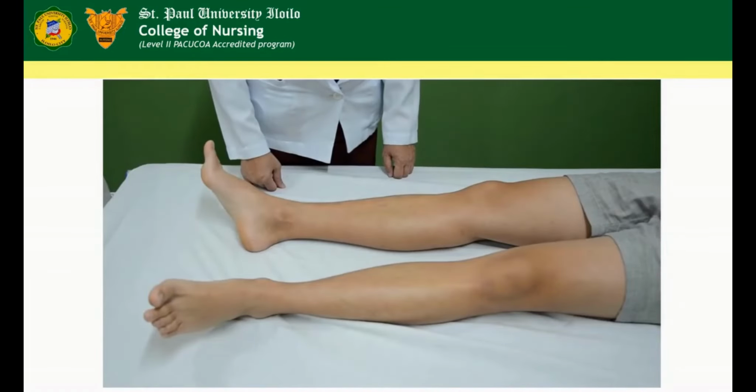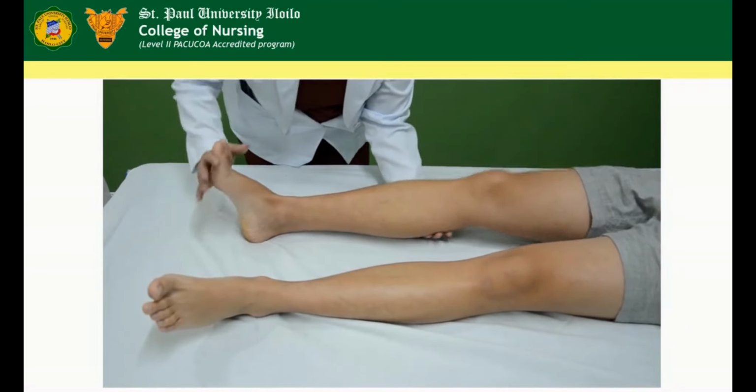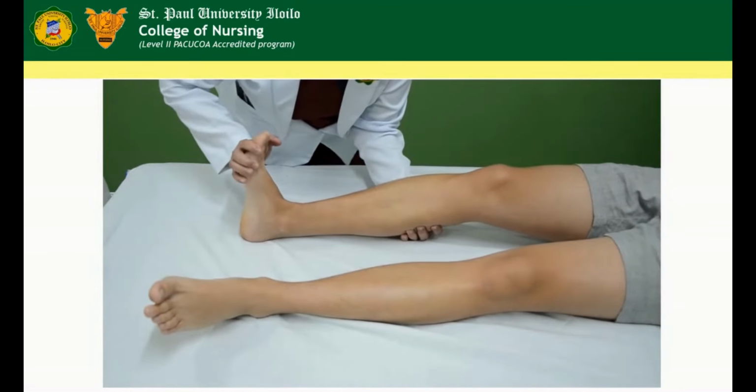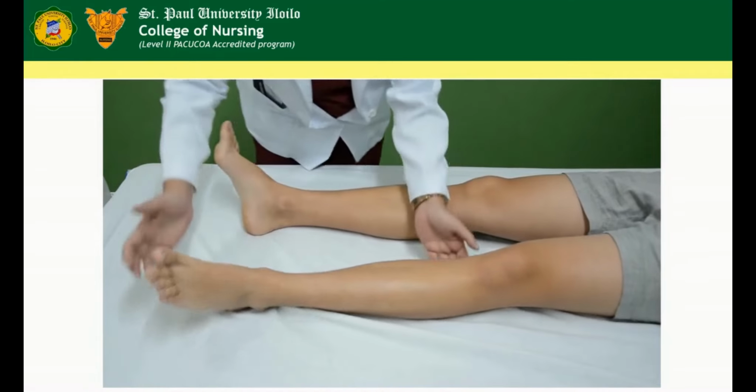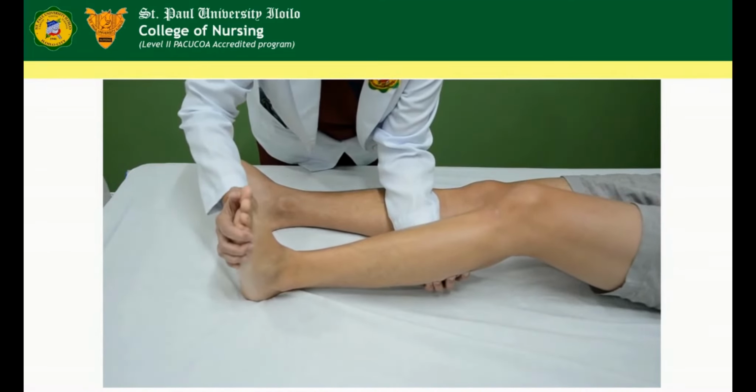Test for Homan's sign. Position client in supine position. Flex the client's knee about 5 degrees. Now sharply dorsiflex the client's foot. Ask whether the client feels calf pain. Are you in pain? No. Are you in pain? No.